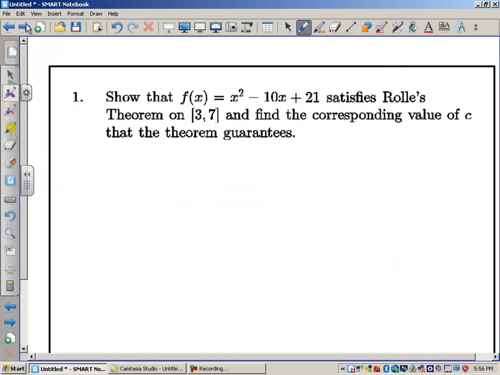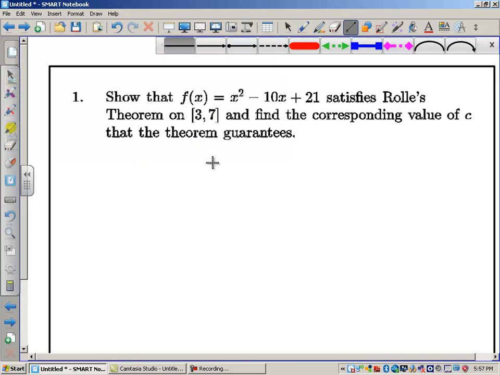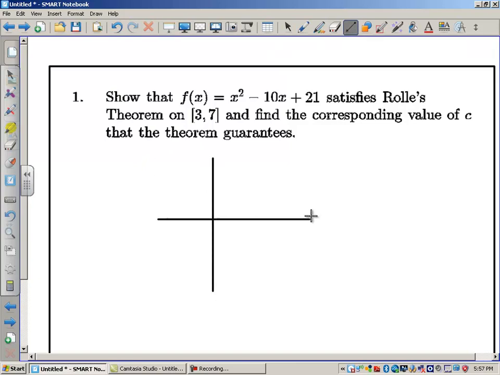All right, let's take a look at a more traditional Rolle's theorem question. Show that this function satisfies Rolle's theorem on 3 to 7 and find the corresponding values of c that the theorem guarantees. So what I'm going to have is, I'm going to graph this. It's not going to be too hard to graph that.